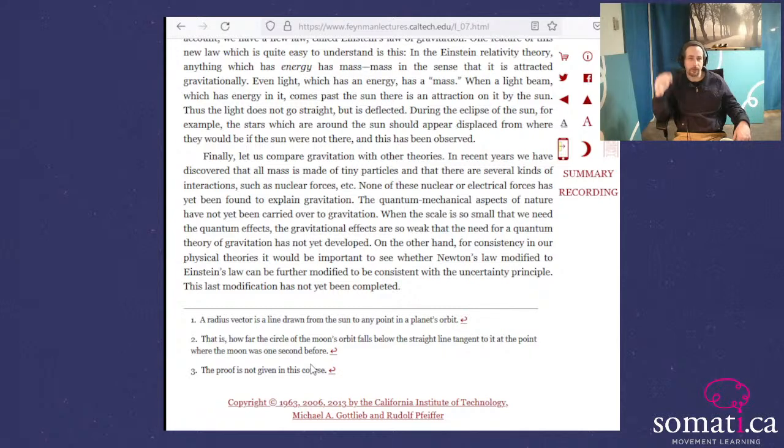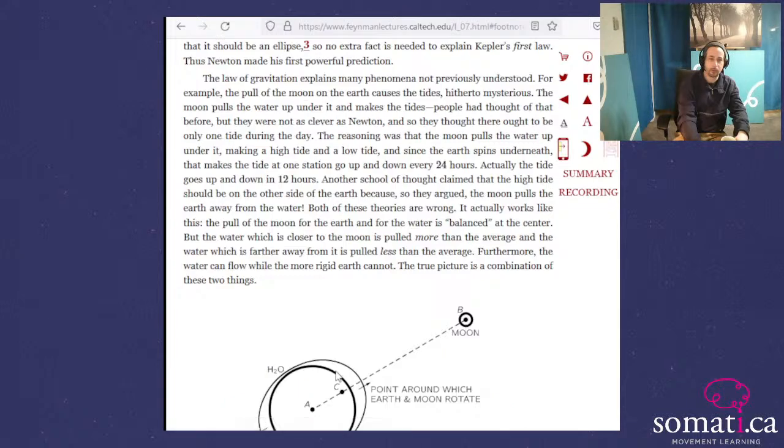Finally, let us compare gravitation with other theories. And there is no quantum gravity, as he explains. Proof is not given in the course. What is?